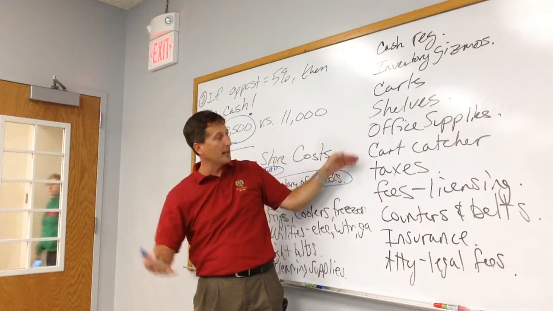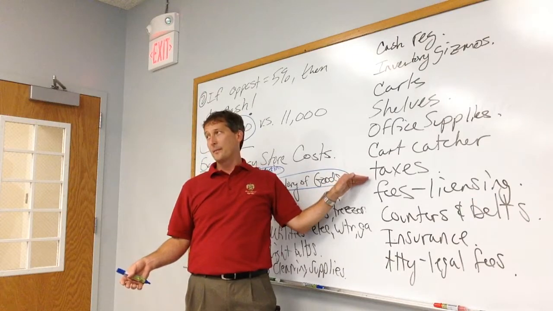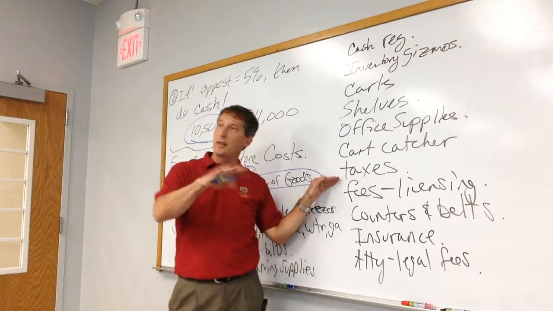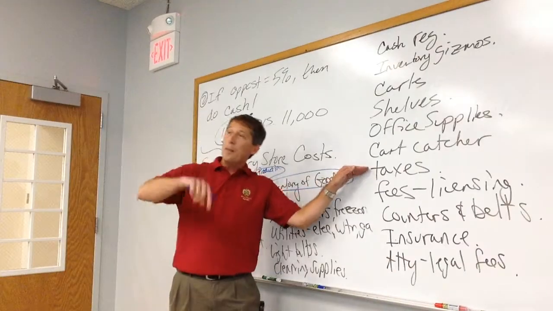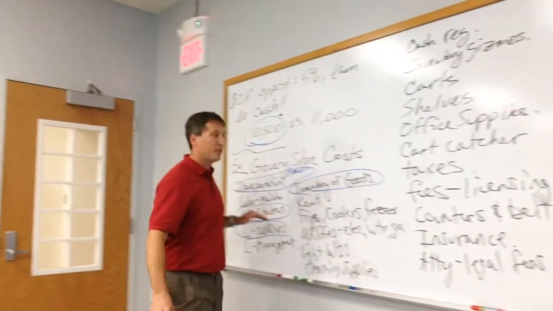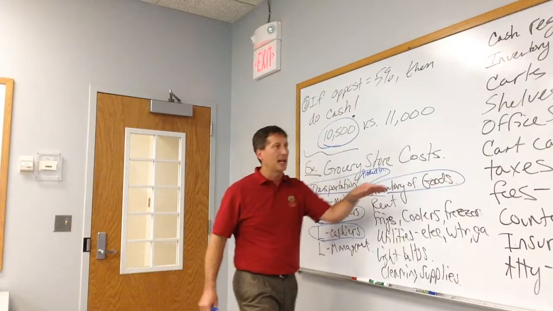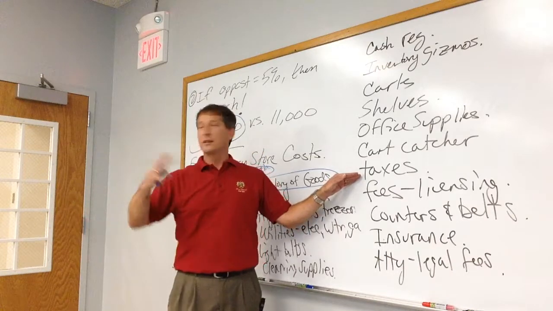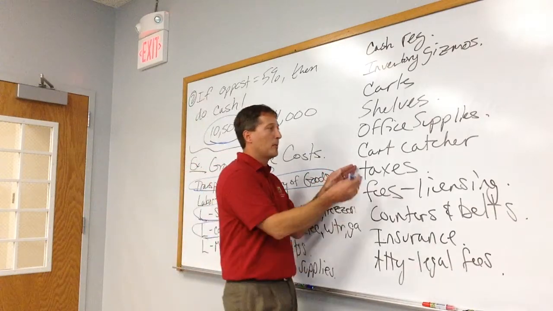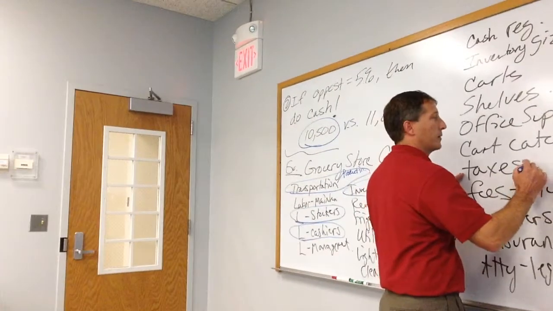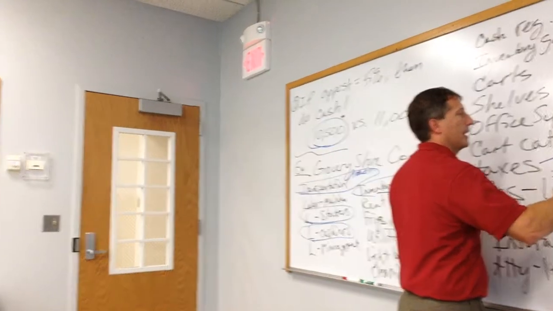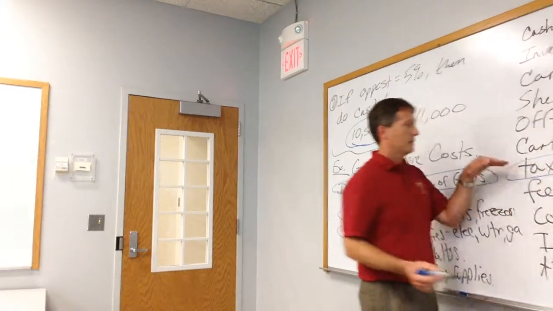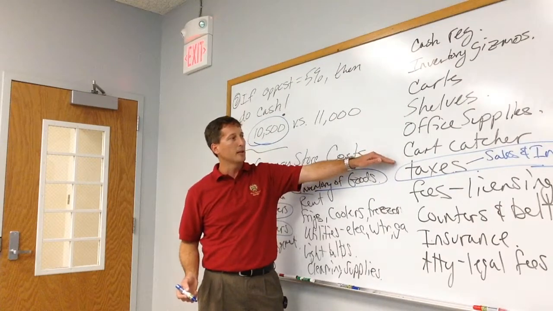Cart catchers, fixed. Taxes can be variable, right? If we're paying an income tax, if we have a higher volume, then that type of tax might go up. Property taxes would be fixed, kind of like rent. So this is kind of a question mark. Sales taxes, of course, the more I sell, the more I pay in. So that tax is probably mostly variable if we're talking about sales and income tax. Then that kind of cost would vary depending on the business.